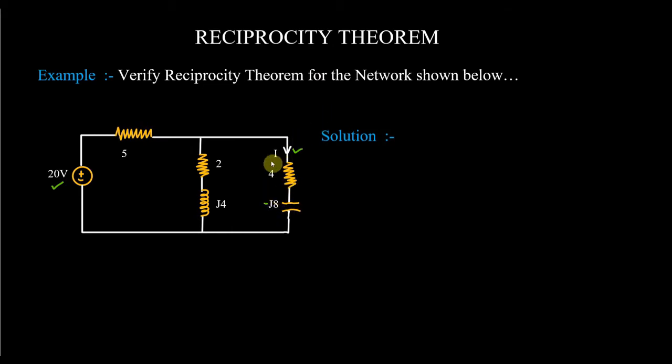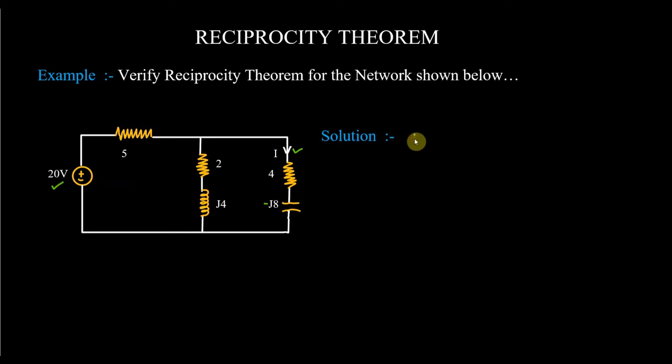So what we will do in this numerical is first find out the value of this current I, and then we interchange the position of this 20 volt source and the current I. In both cases, if we get the same value of current I, then we will say that our theorem is verified. Right, so we start with the solution.